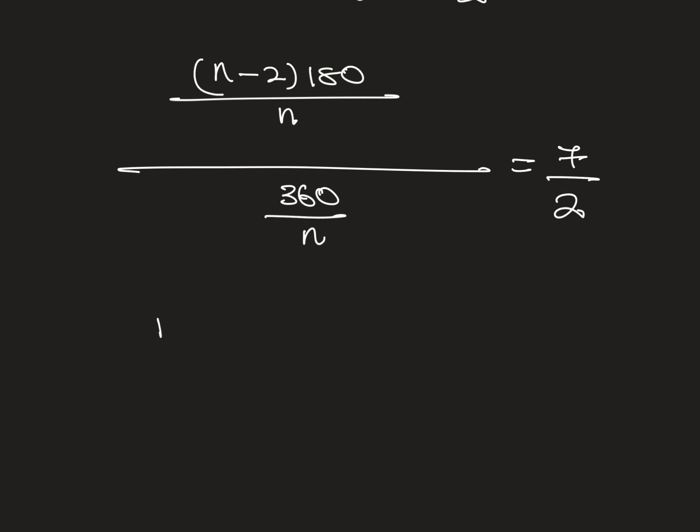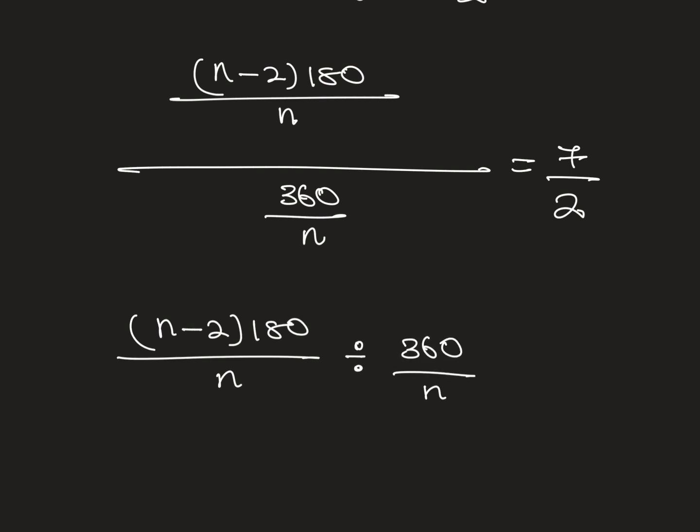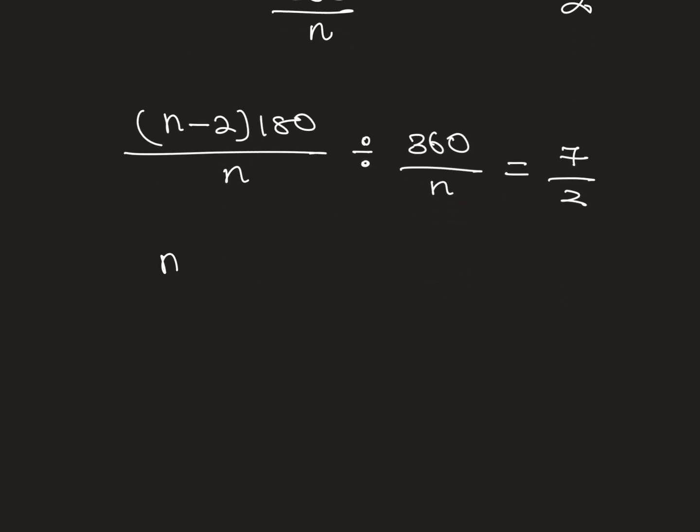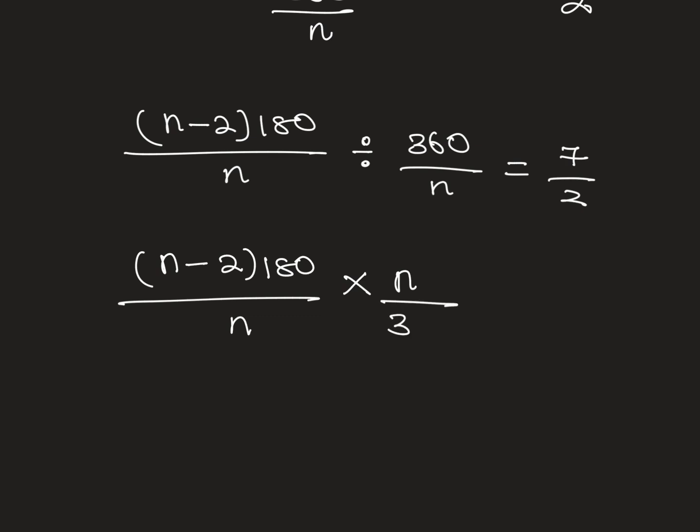So that's (n minus 2) multiplied by 180 over n, divided by 360 over n. This is equal to 7/2. So that is going to be (n minus 2) multiplied by 180 over n. I can change the division sign to a multiplication sign. That will be multiplied by n over 360. This equals 7/2. So this n will cancel this n.